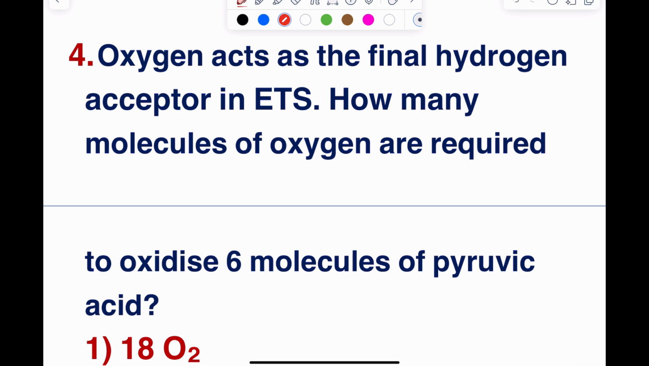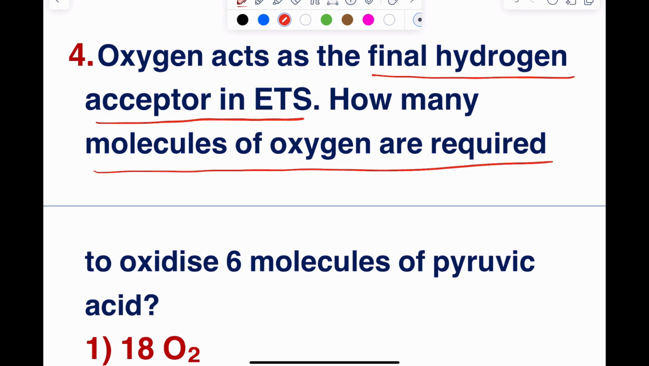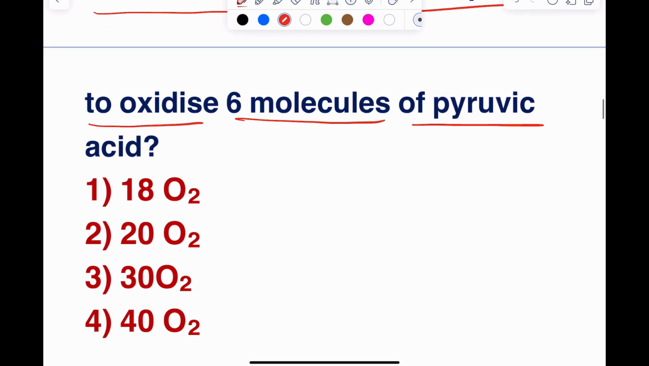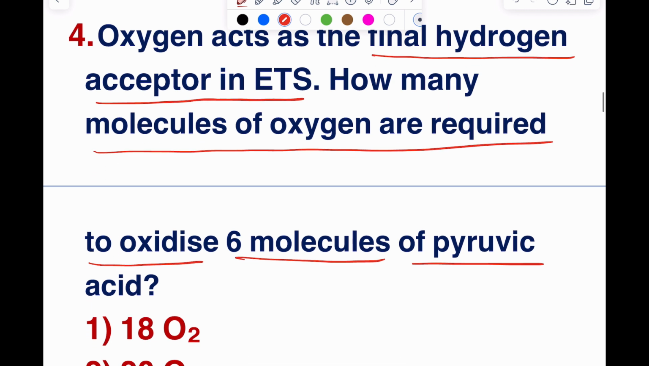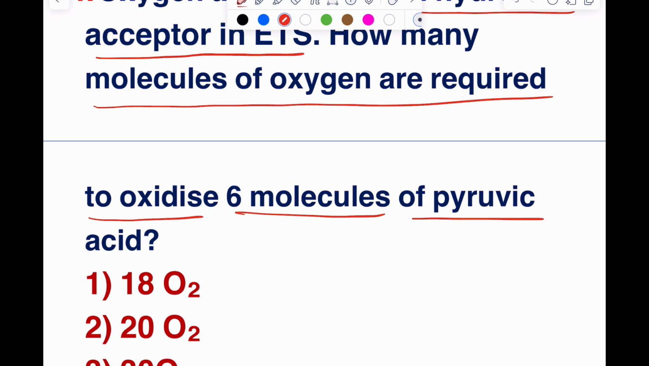Next one, oxygen acts as the final hydrogen acceptor in ETS. How many molecules of oxygen are required to oxidize 6 molecules of pyruvic acid?